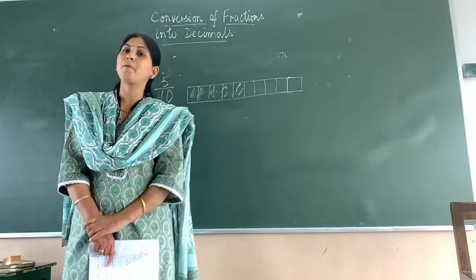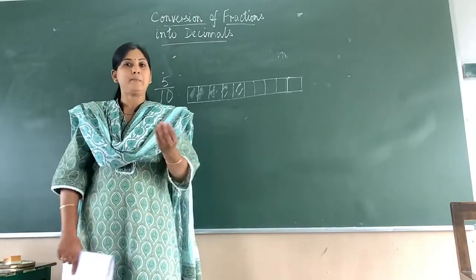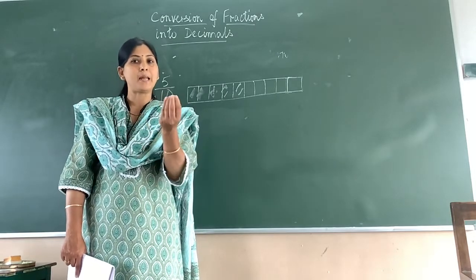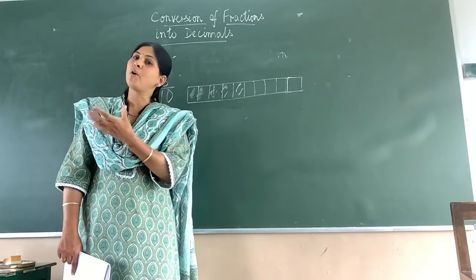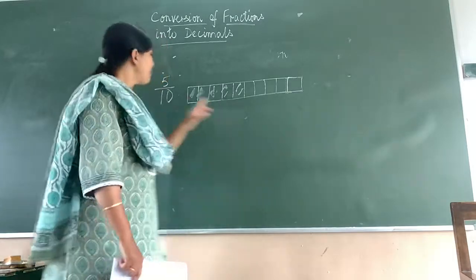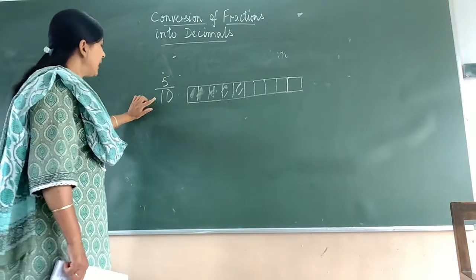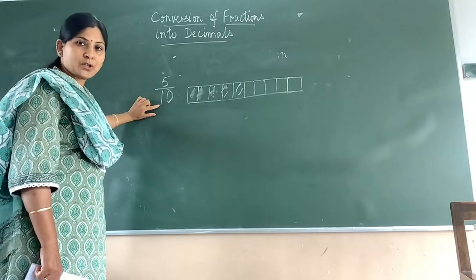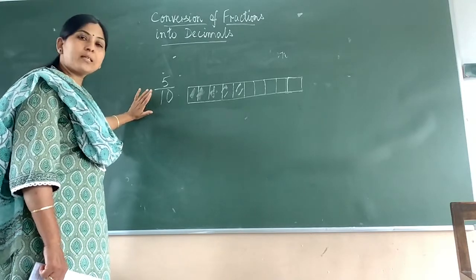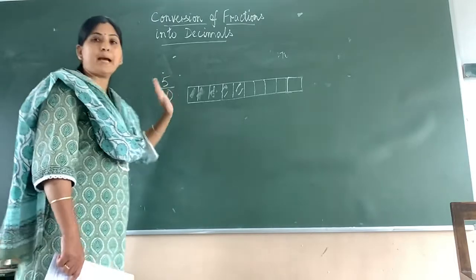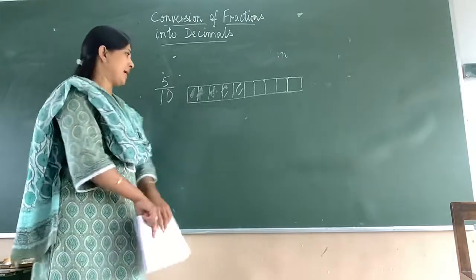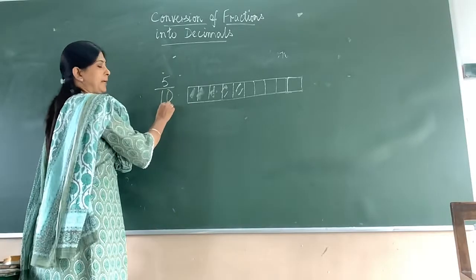I hope you remember what decimal fractions are. Decimal fractions are those fractions whose denominators are 10, 100, 1000 and so on. Now 5/10, its denominator is 10, so it is a decimal fraction. Now we will see how this decimal fraction can be written as a decimal number.